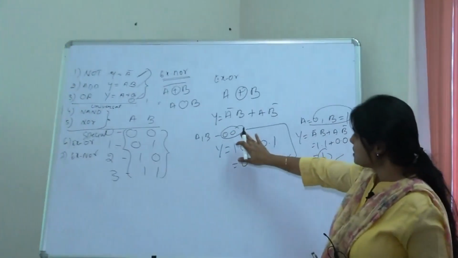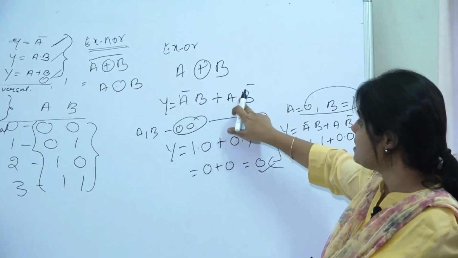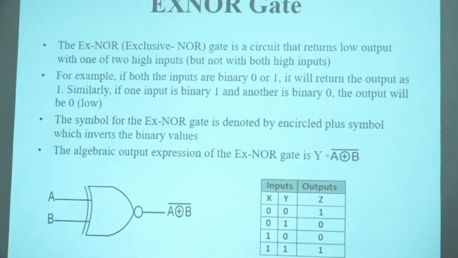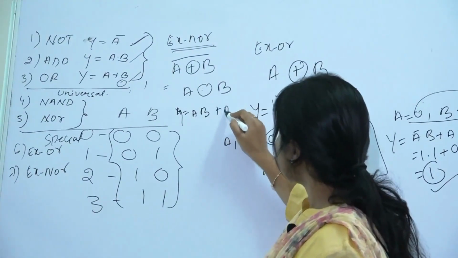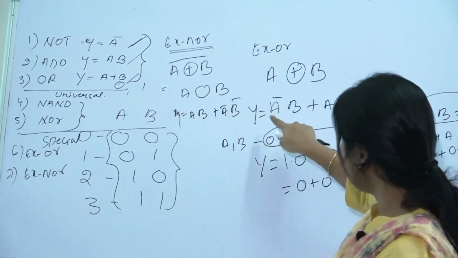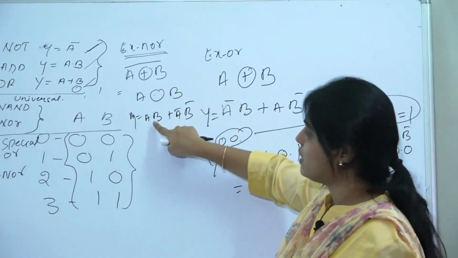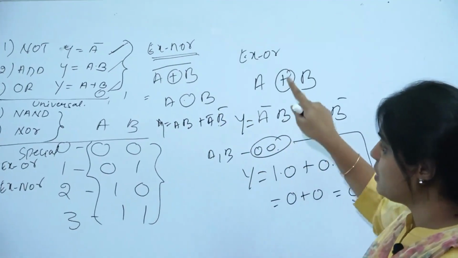When you apply zeros and ones in the given equations, that is A bar B plus AB bar for XOR. And when we talk about the XNOR gate, we have this expression Y is equal to AB plus A bar B bar. Here it is A bar B plus AB bar, whereas for XNOR we have AB plus A bar B bar. This is all about the logic gates.